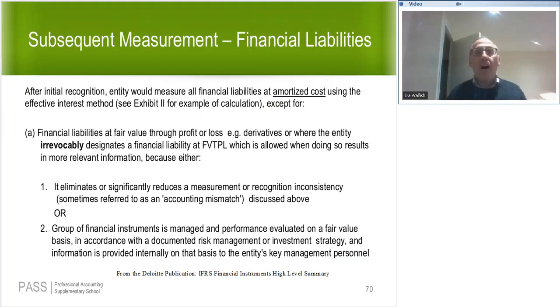If there's a premium or discount, I would have to amortize it. I've shown you how to amortize a premium or discount when you issue a liability in Exhibit 2. Now, there are exceptions where you wouldn't use amortized cost. One example is financial liabilities where instead you're using FVTPL, okay? Where might this happen? Where the entity irrevocably designates a financial liability at FVTPL.